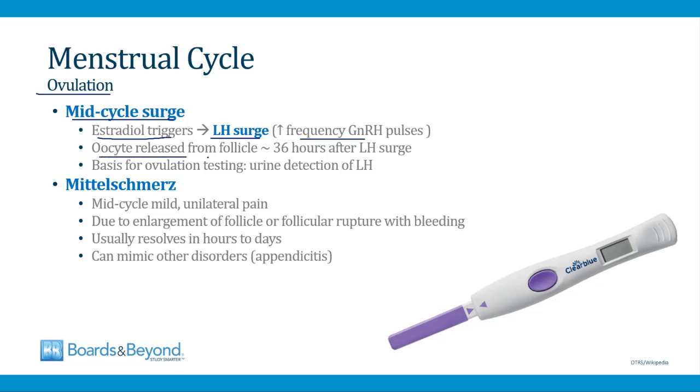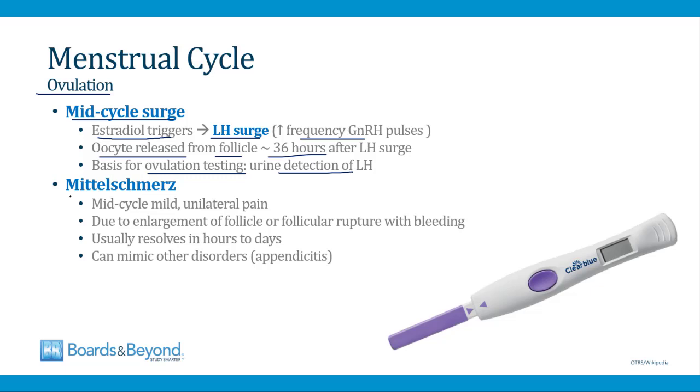The oocyte is released from the dominant follicle about 36 hours after the LH surge, and this is the basis for ovulation testing in women who are trying to become pregnant. They can detect luteinizing hormone in their urine, and when this is present, they know they've just had the LH surge and they're about to ovulate, and that's when women are fertile.